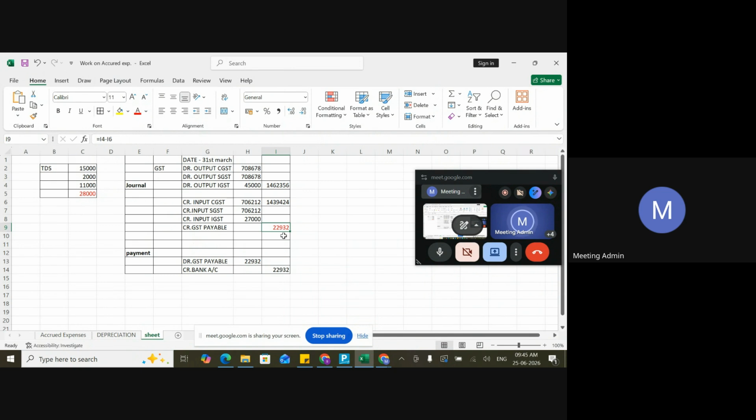So in this case, if the input is more and output is less, can we do the set off entry? For example, this is input 14 lakh 39,000. Instead of 14 lakh 39,000, if the amount is 14 lakh 75,000, if I put it here, from this to this.